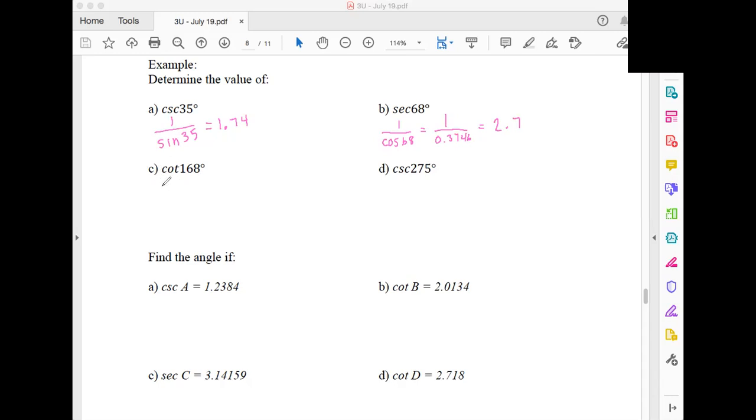Cotangent of 168 is 1 over tan of 168. So again, I throw that into the calculator first to get our decimal. It's negative 0.21, and that gives us negative 0.76. Cosecant is the reciprocal of sine, so cosecant of 275 is 1 over negative 0.996, which technically is 1, so it just gives us negative 1.